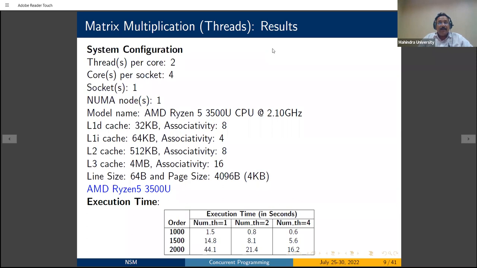Next, do you have any specific questions? Does scaling hold when the number of threads is 4 and 8? Right, that is a good question. Scaling is maintained till 4 threads. Yes, till 4, we get better performance.